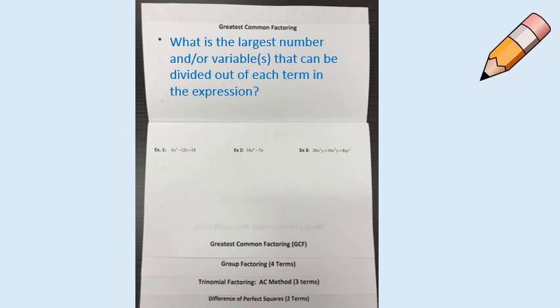Open up to that second flap. Under Greatest Common Factoring, GCF. You've dealt with GCF in the past. GCF is what is the largest number and/or variables that can be divided out of every term in that expression. Take a moment to pause to jot that down. Let's look at the examples below that note.